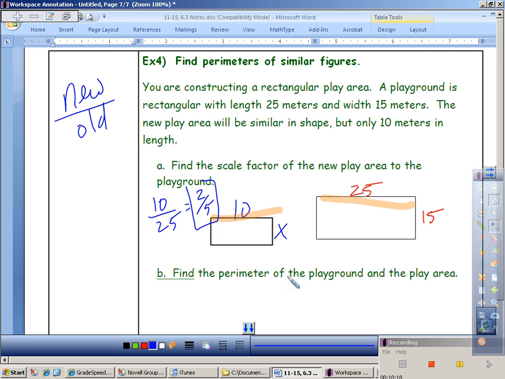Now if I'm going to find the perimeter, all I need to do is find the width, because I know the other length here as a rectangle is 10. And I know this is also x. So I just set up a proportion to help me find the missing width. So I know 10 is to 25, as x is to 15. So this results in 25x equals 150. When I divide both sides by 25, I'm left with x equals 6.